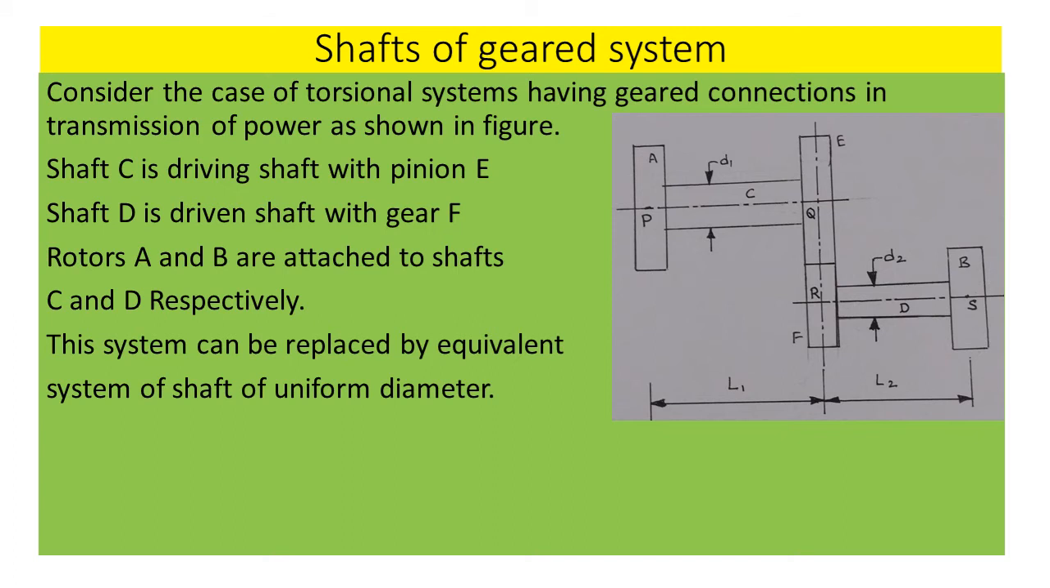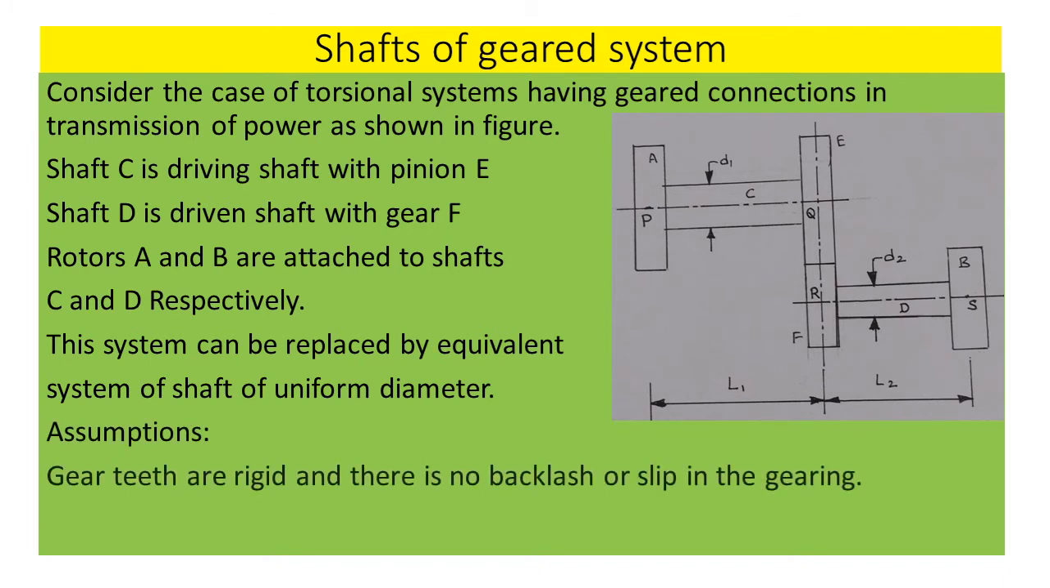This system can be replaced by an equivalent system of shaft of uniform diameter. The assumptions are: gear teeth are rigid and there is no backlash or slip in the gearing. Inertia of gears and shafts are negligible.